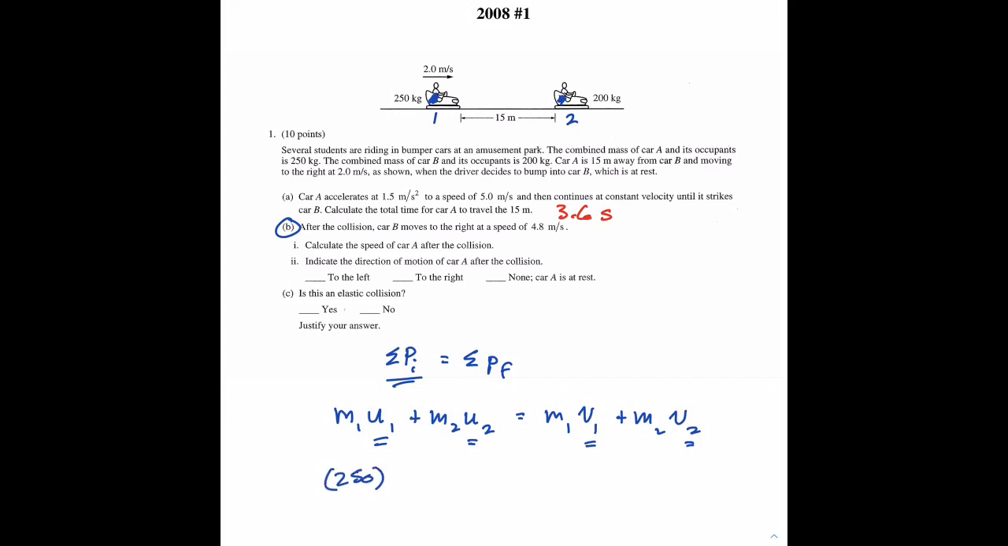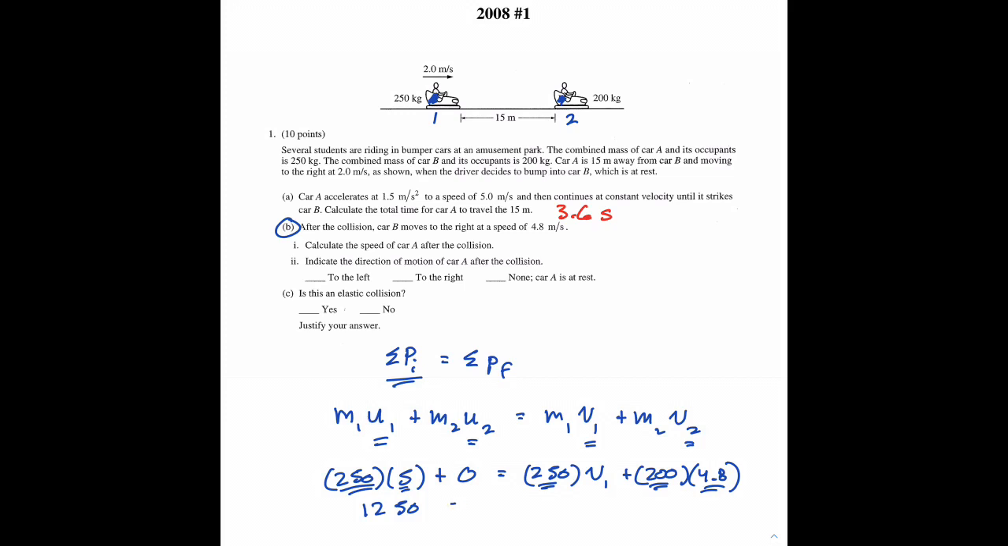250 kilograms multiplied by 5 meters per second plus 0 because cart number 2 is at rest initially has to equal 250 kilograms times the value V1 that we're solving for plus 200 kilograms, and we're given that its final speed is 4.8 meters per second. This calculates to 1,250. I'm ignoring units because I know they're going to cancel as long as I'm consistent with the units. As long as mass is always in kilograms and speed is always in meters per second, the units are going to work out. It might be helpful for you to include the units in your own work.